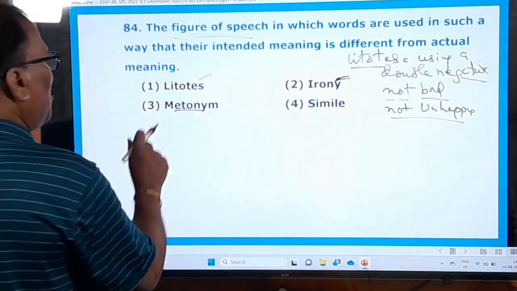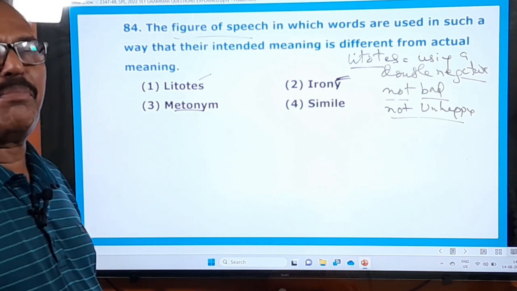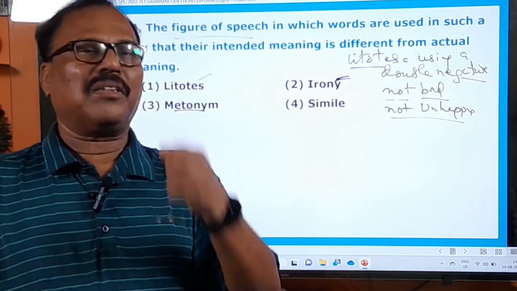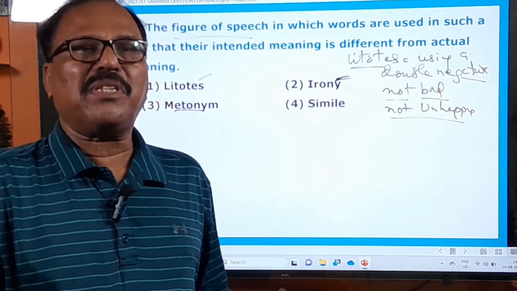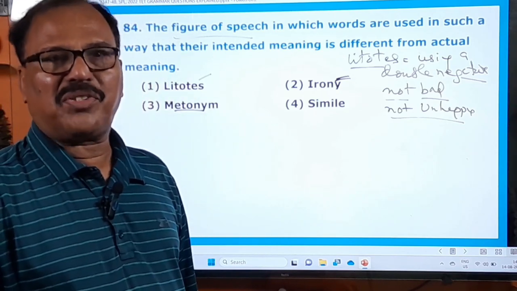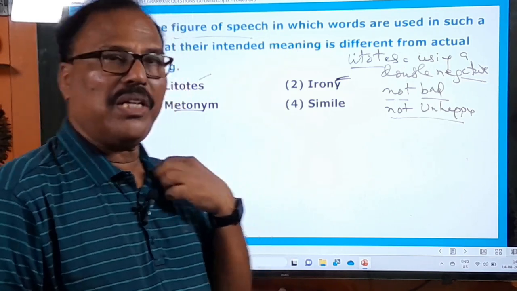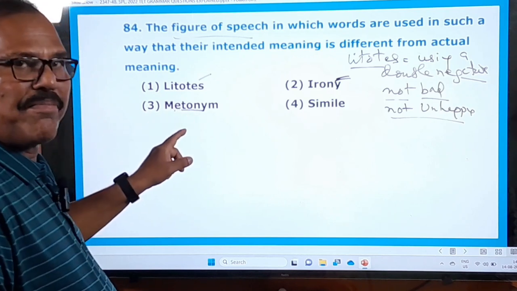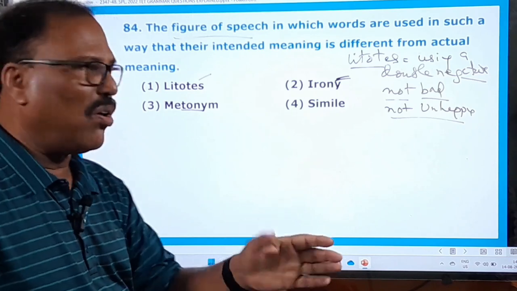And metonym means referring to something by another word. For example, instead of referring to the US president, you say the White House. The White House means the president. Instead of New York Stock Exchange, you say Wall Street. Instead of the film industry, you say Hollywood. So in this way, you use some other word to indicate something. Referring to something by another word is called metonym.